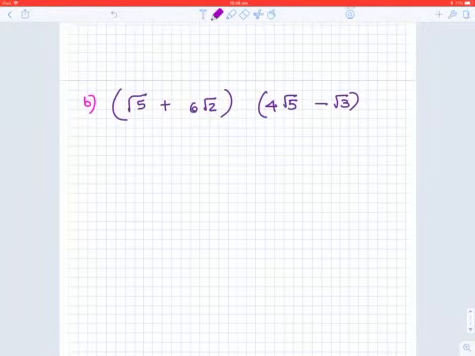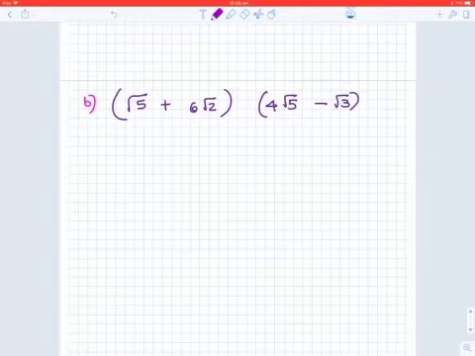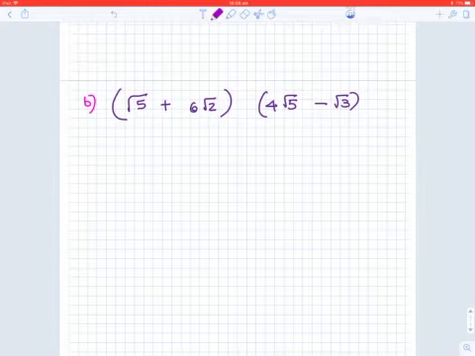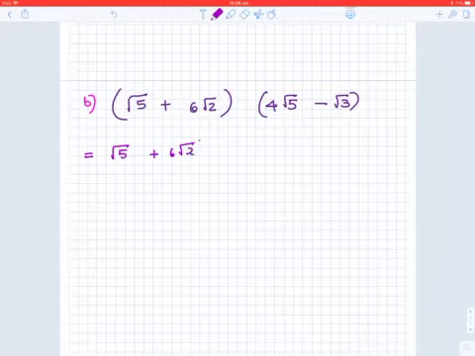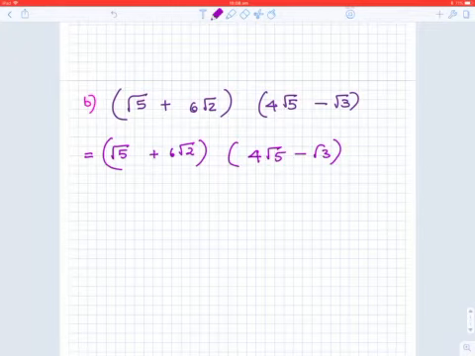Okay, now let us go to another question, a little harder. Again it is an expand and simplify question. In this one, you can just use the formula, or what I prefer to do is this way: square root of 5 plus 6 root 2. I write the question again, bracket 4 root 5 take away root 3.